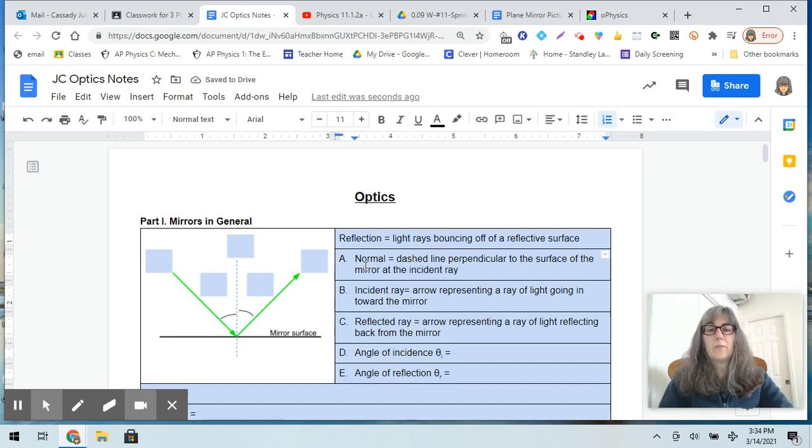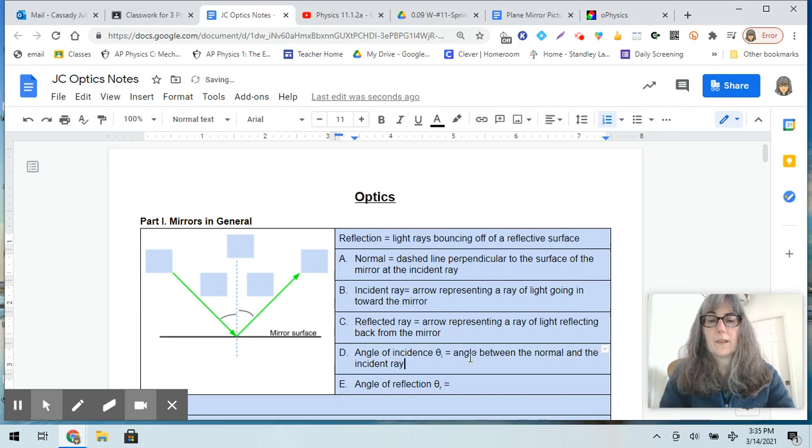Now, the reason we even bother with a normal is so that we can do these next two, which are the angle of incidence and the angle of reflection. It gives us a place to measure those angles from. So the angle of incidence is the angle between the normal and the incident ray. The angle of reflection is the angle between the normal and the reflected ray.